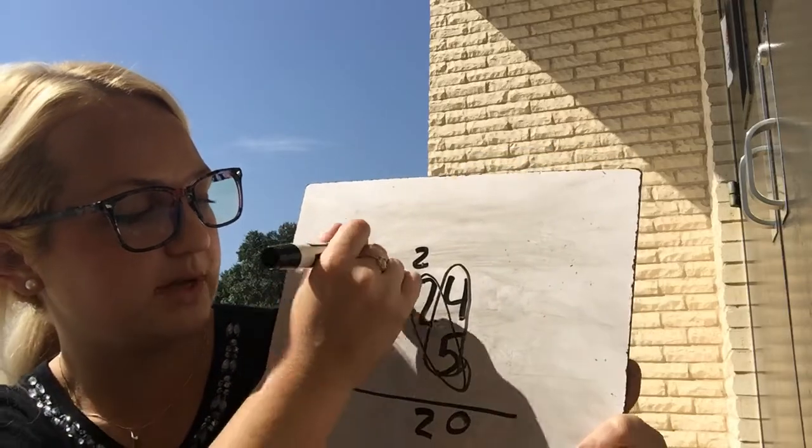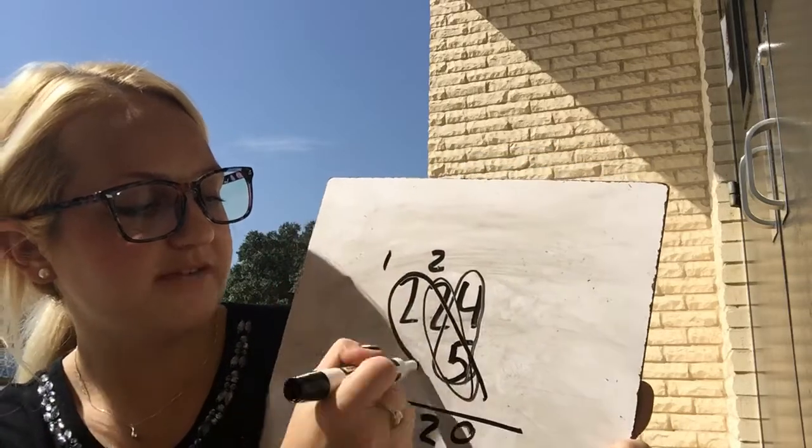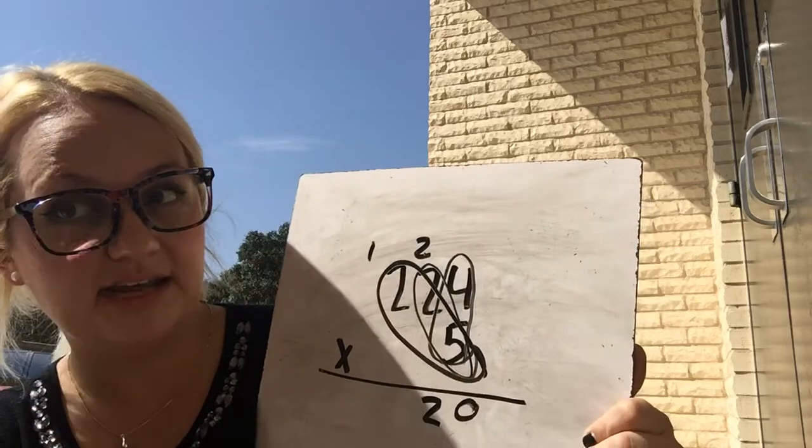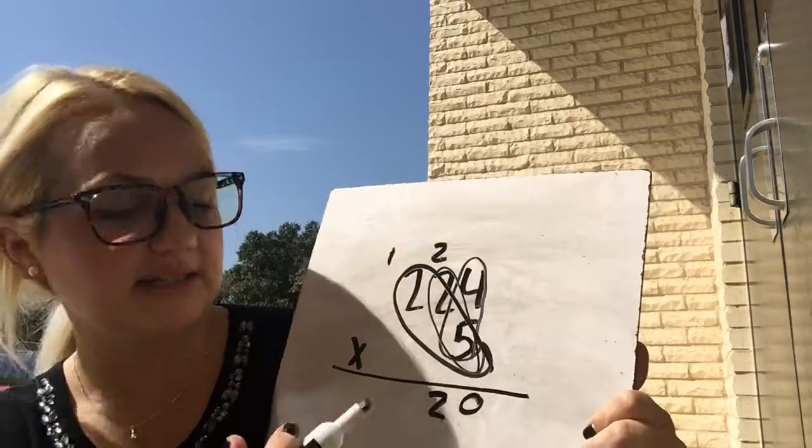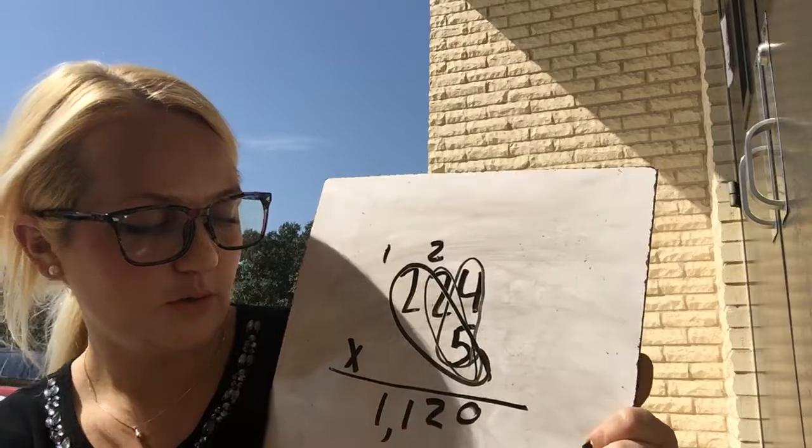So you put your 2 and you carry your 1. 5 times 2 is 10. Plus 1 is 11. 1,120. It's the same answer, just solving it in a different method. Okay? Standard algorithm is pretty much what we're going to be doing from now on. Hopefully you saw the connection between expanded, arrays, and standard algorithm.